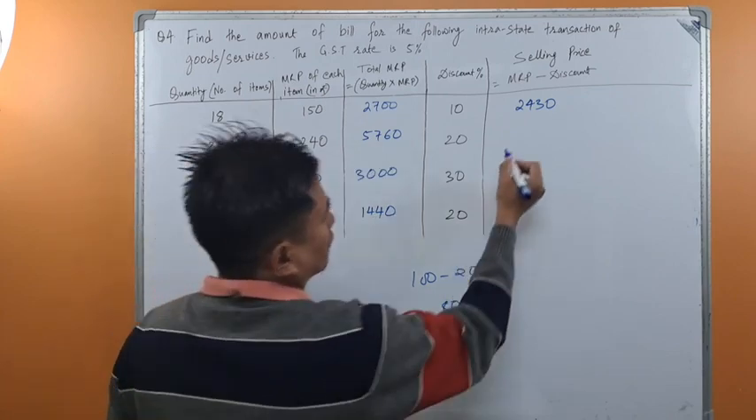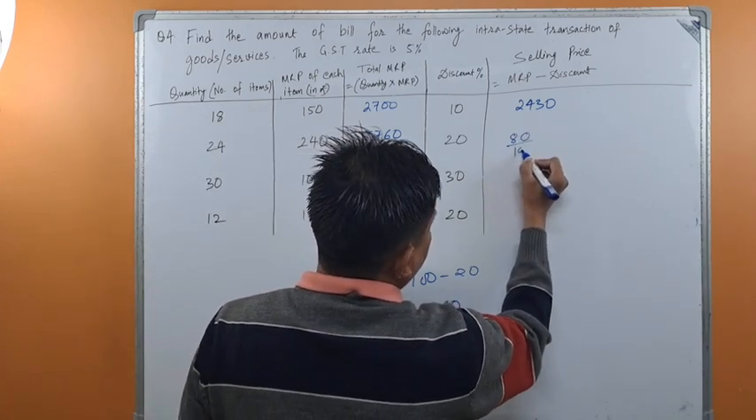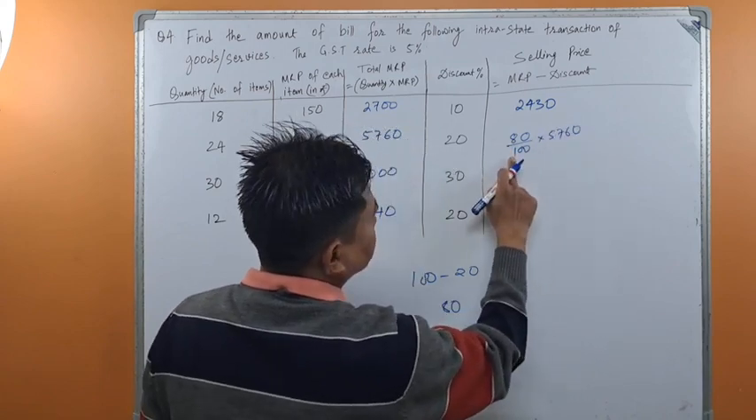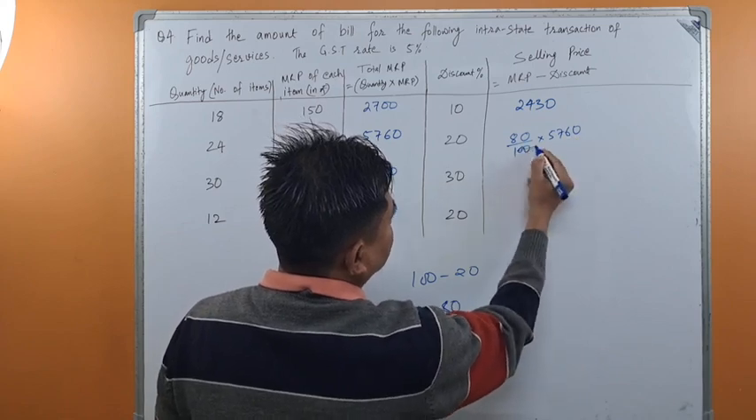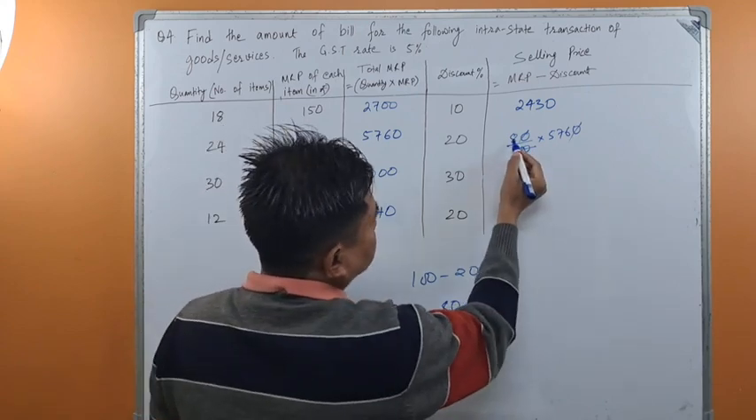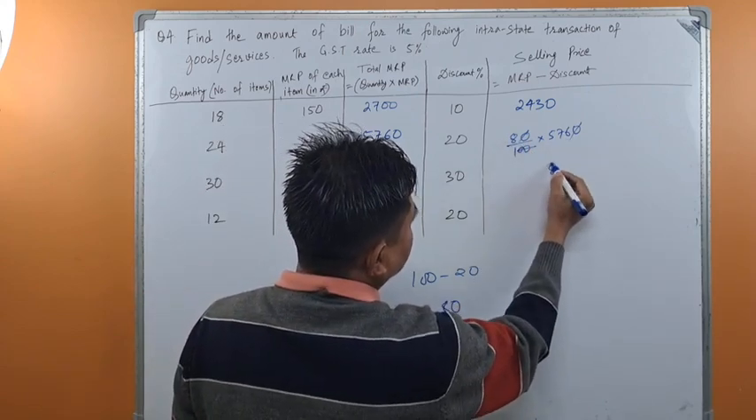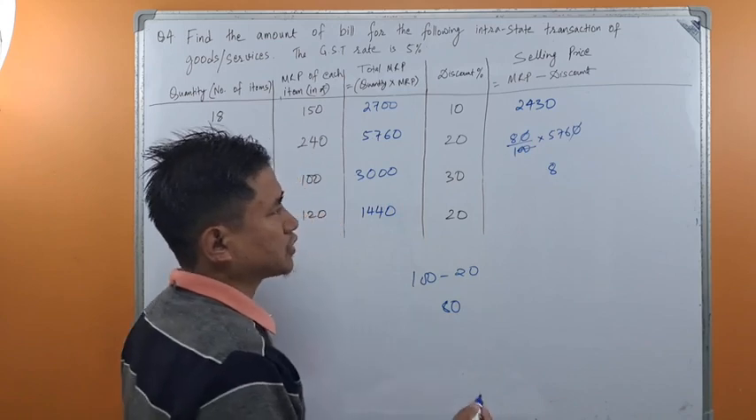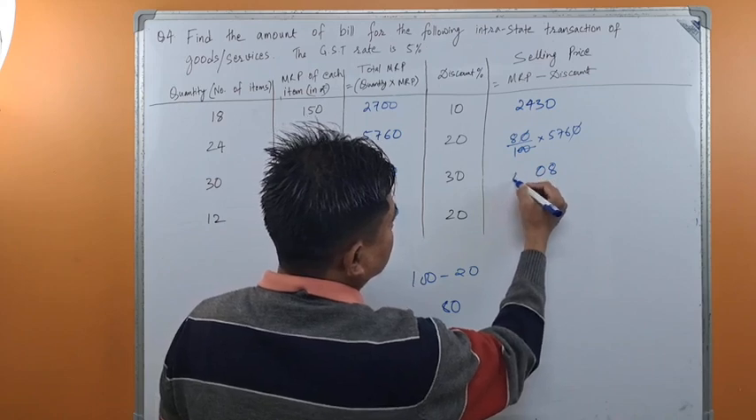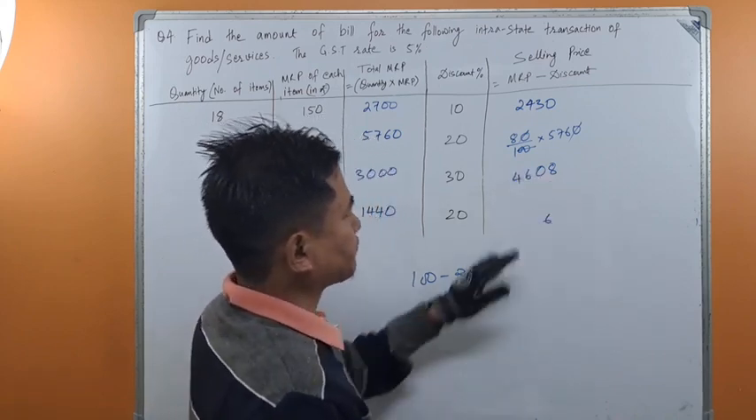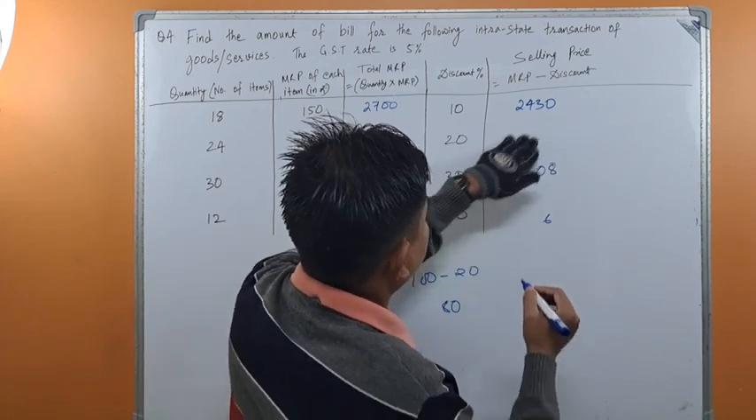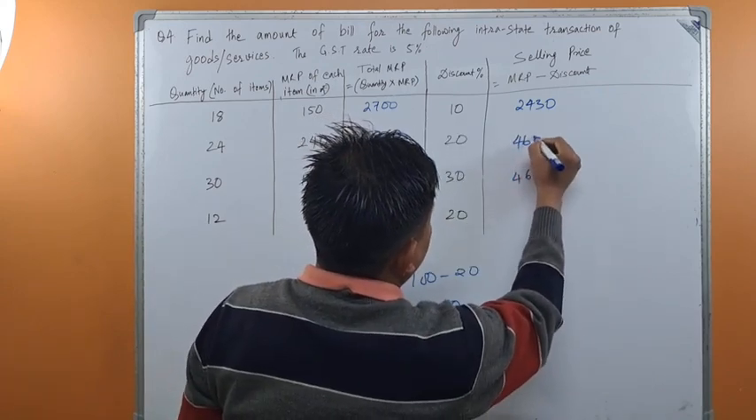80% of 5760. So these two zeros cancel, one zero from the numerator and another from the denominator. Okay, so the answer will be 8 6s are 48, 8 7s are 56, 56 plus 4 is 60, 0, 6 in hand, 8 5s are 40 plus 6 is 46. So 4608.